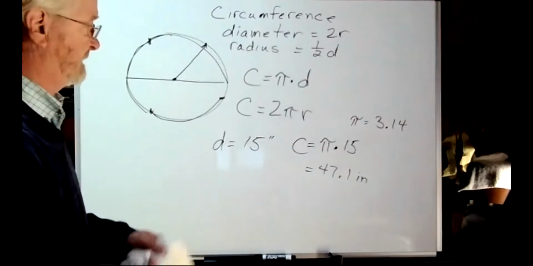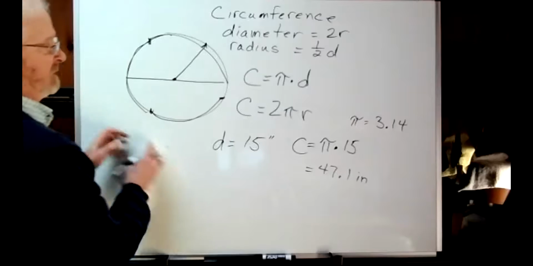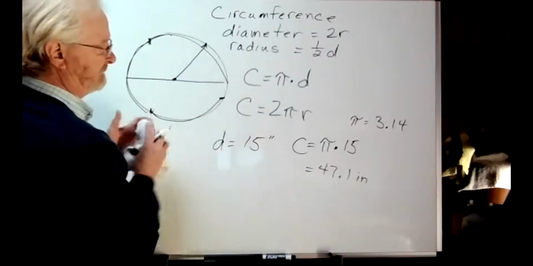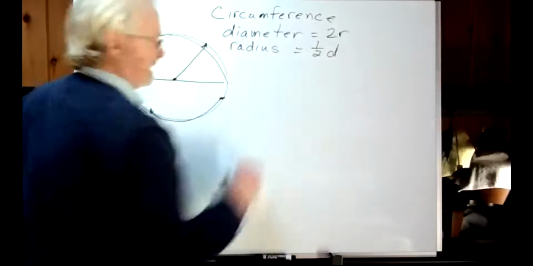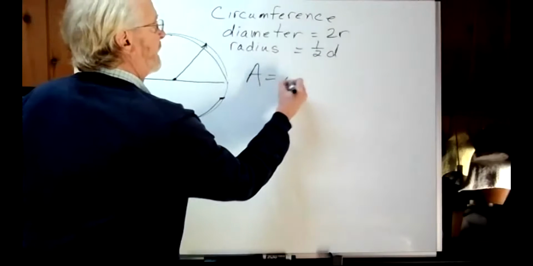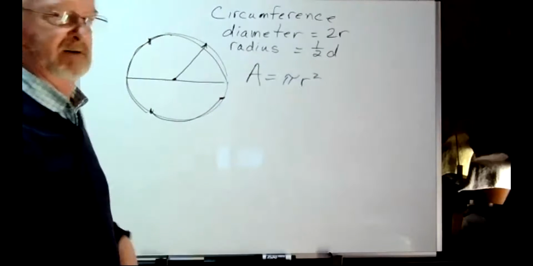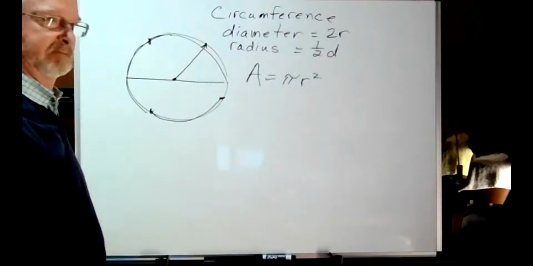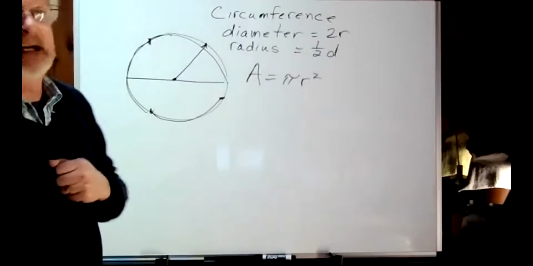If that's good, I'm going to go to the area. All right. Not too tricky. Use pi times diameter. All right. Now the area is pi times the radius squared. Pi r squared. You've heard the dumb joke, right? Pi around. Anyway, you need the radius to find the area.